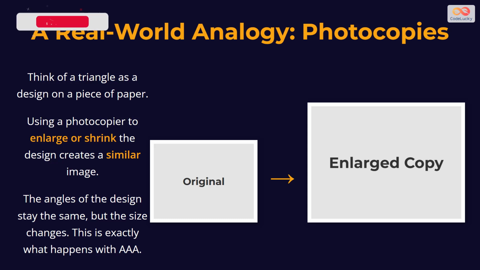A simple way to think about this is with a photocopier. If you take a drawing of a triangle and use the zoom function to enlarge it, the new copy has all the same angles as the original. The shape is preserved perfectly, but its side lengths are now longer. The original and the copy are similar, but they are not congruent.